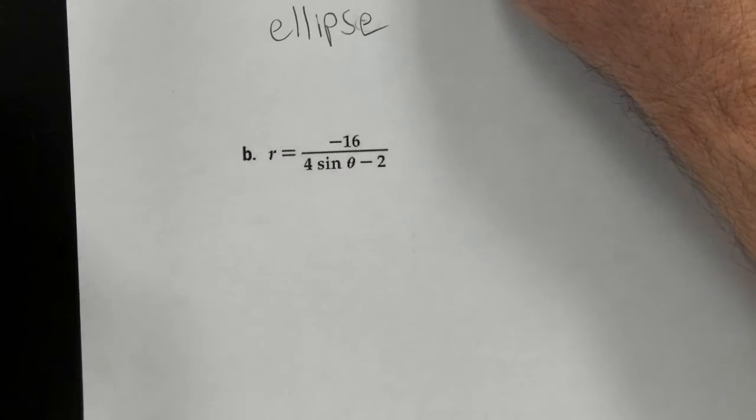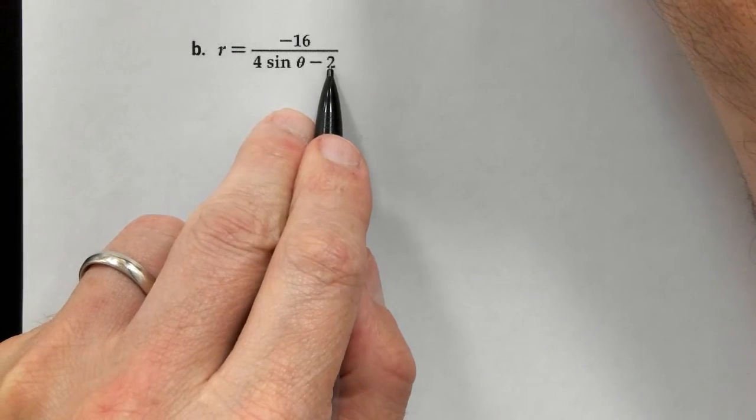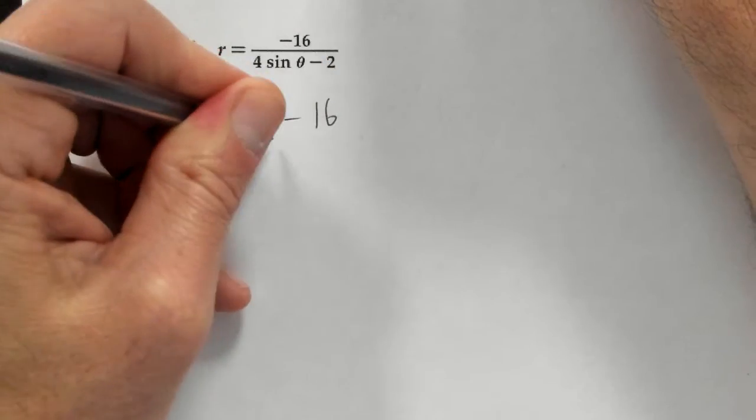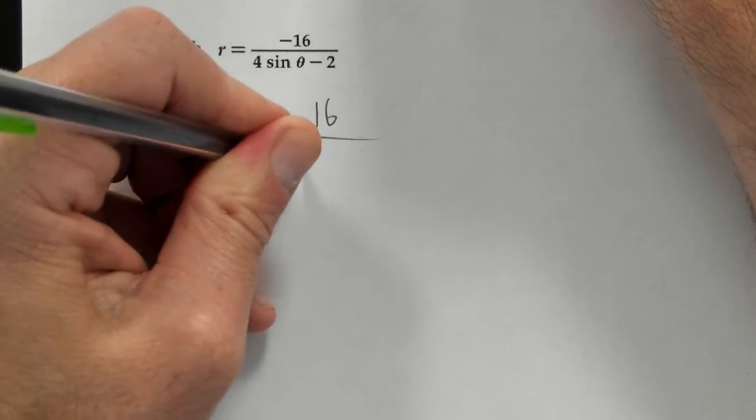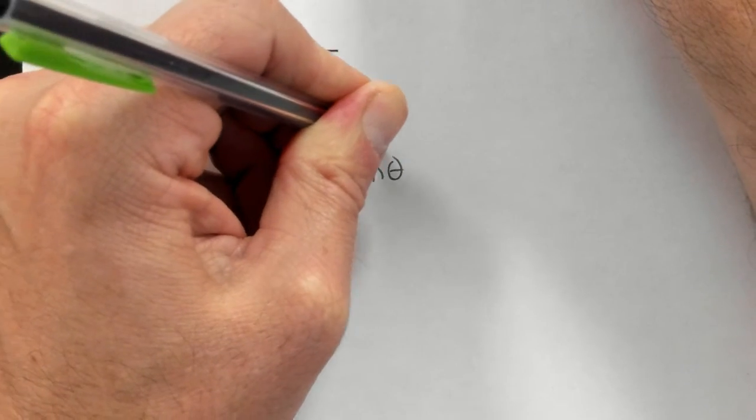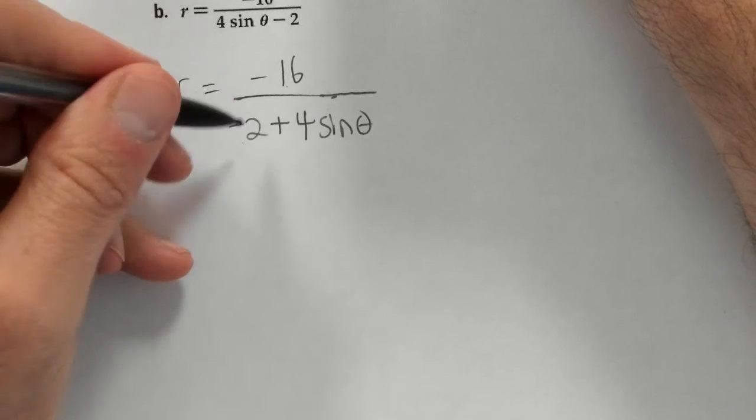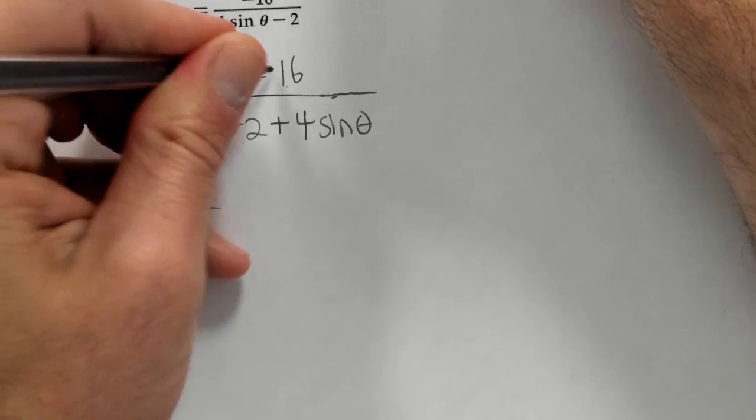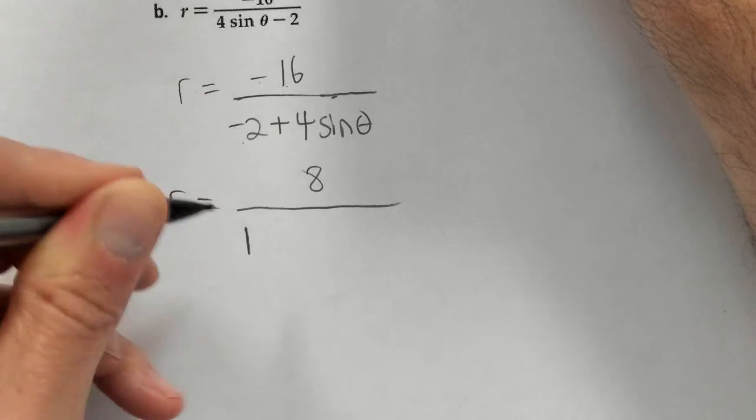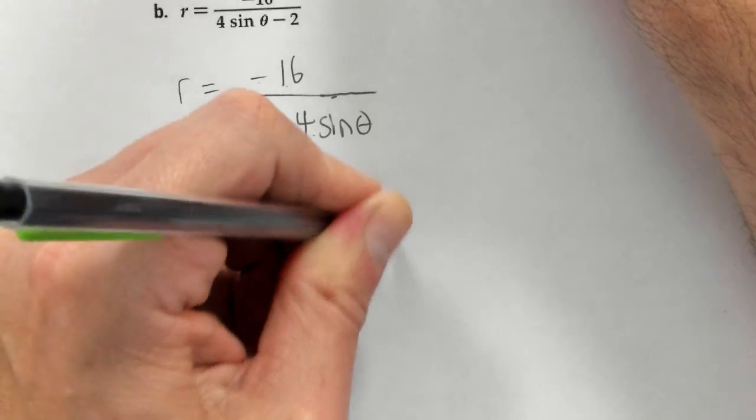Likewise in the second one, what we'll have to do is a little bit of rearranging here. Remember, I want this term to come first to be in the proper form. So this will be negative 16 over negative 2 plus 4 sine theta. From here, we're going to want to divide everything by negative 2, because remember, I want this to be a 1. If I divide this one by negative 2, it becomes 8. If I divide this by negative 2, it becomes 1. If I divide this by negative 2, it becomes negative 2 sine theta.